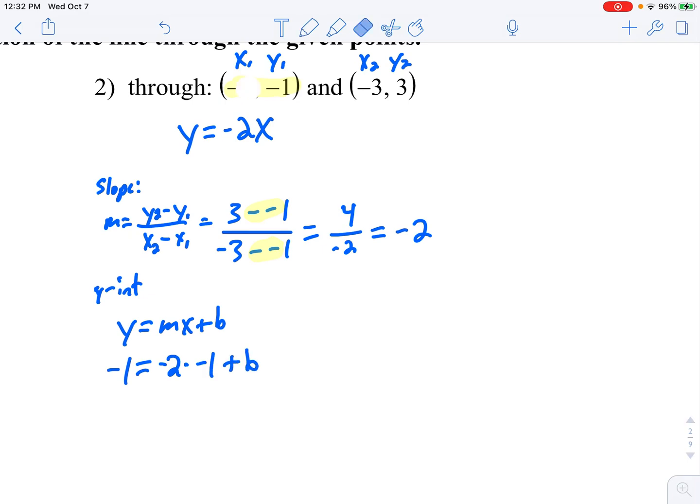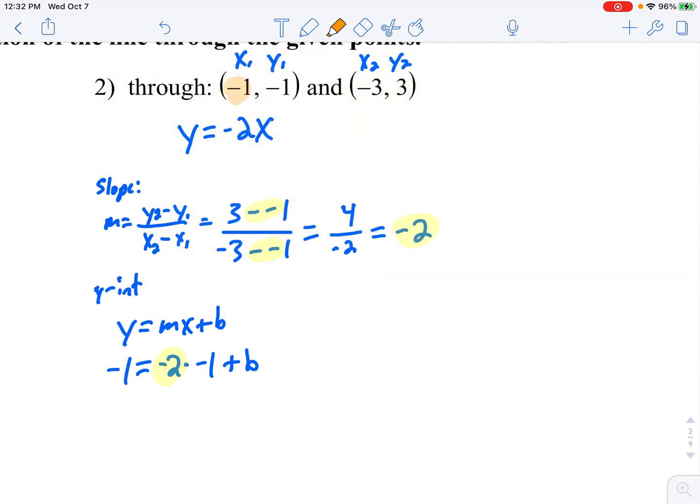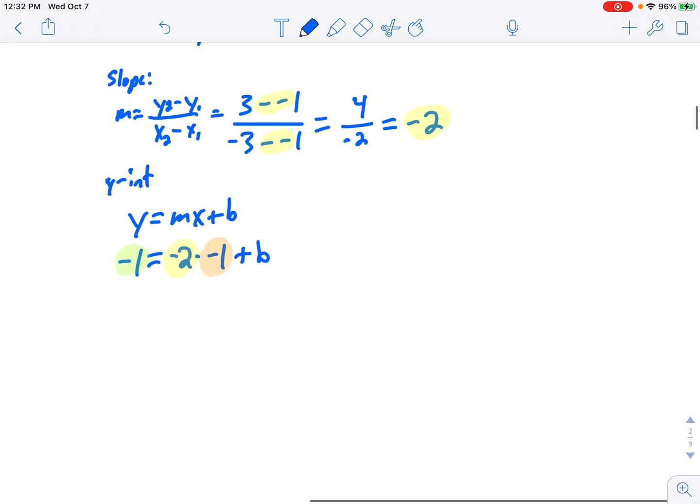I'm going to color code this. In yellow, that's the slope. In orange, that's the x. And in, how about green, right here, that's the y. So that's where those numbers all came from. Now to work this out, -1 equals -2 times -1, which is +2, plus b.